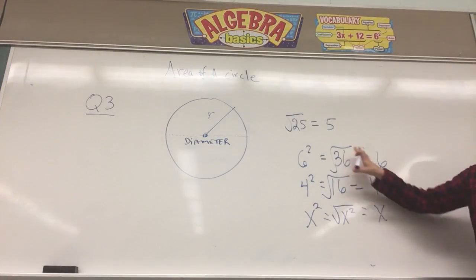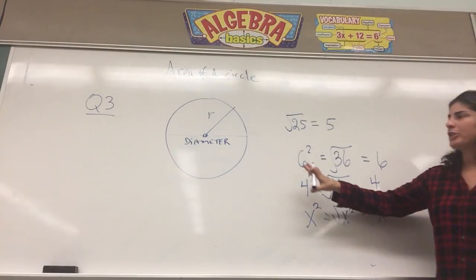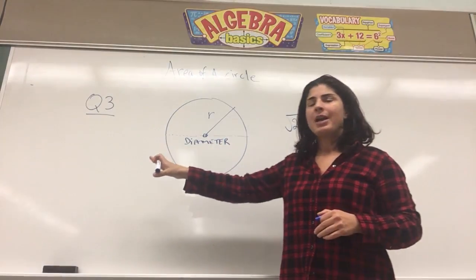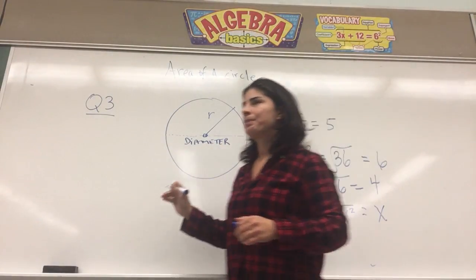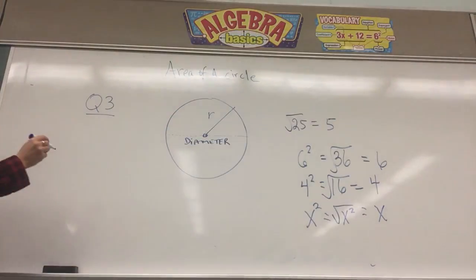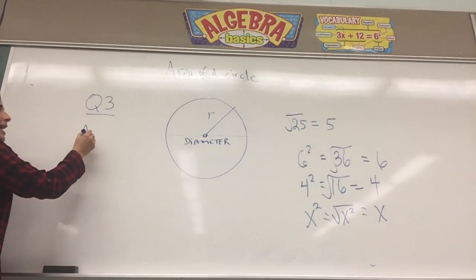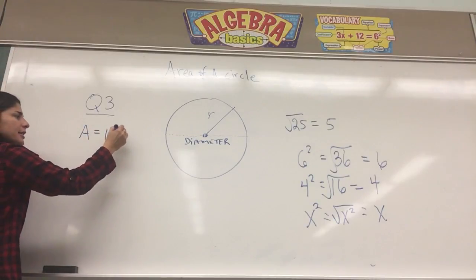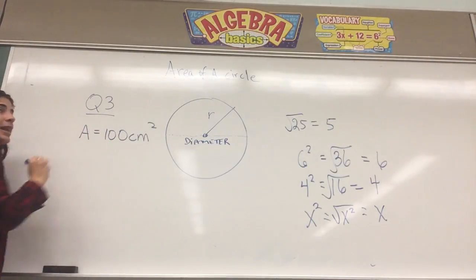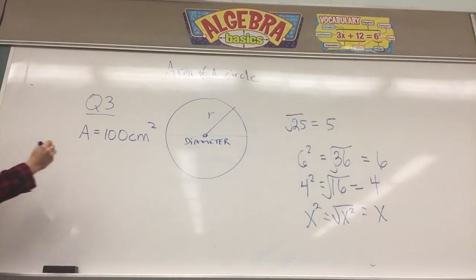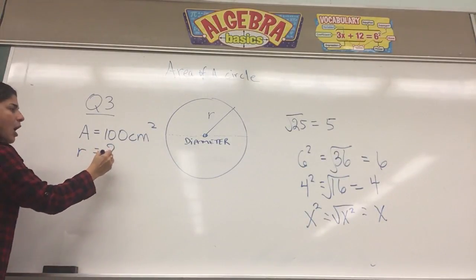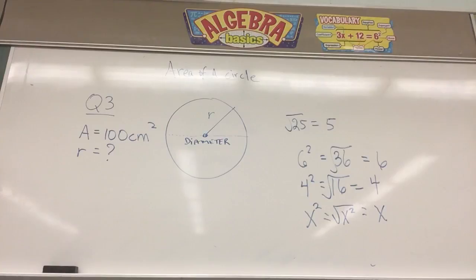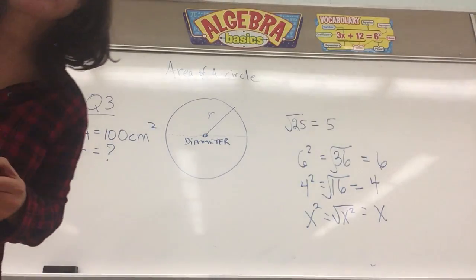Okay? This is important because I'm going to do question 3, and we're going to work backwards. So look at this. Everybody's watching. I'm giving you the area. Area equals 100 centimeters squared. So I gave you the area, but I'm going to ask you, what's the radius? What is the radius?